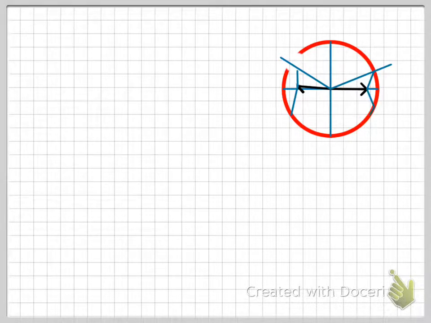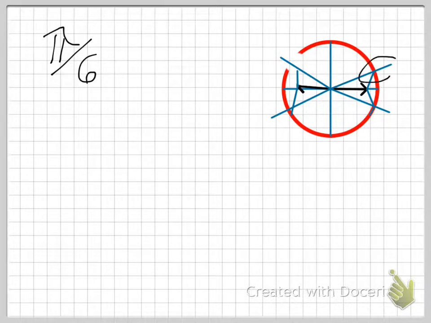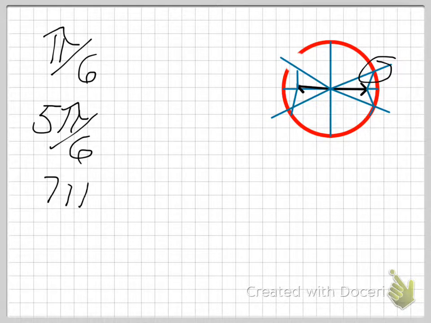and not drawn well, but we know that that is at pi over 6. This one on the right would be at 5 pi over 6. This one would be at 7 pi over 6, right here, and the last one would be at 11 pi over 6.